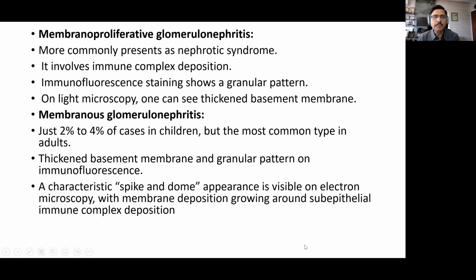Okay. No membranoproliferation. I want this to be as a second entity and then the focal glomerular sclerosis. Doesn't matter. You go and read now.